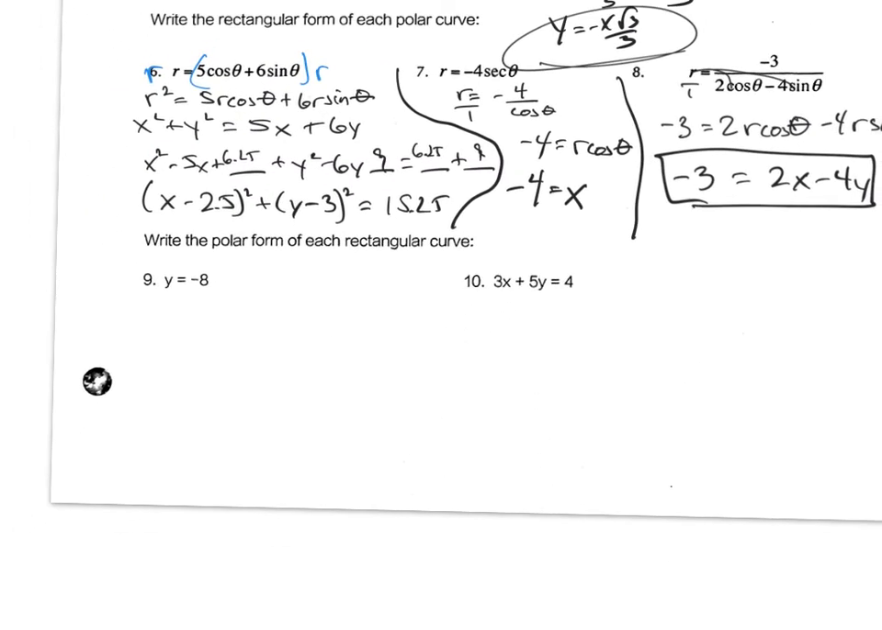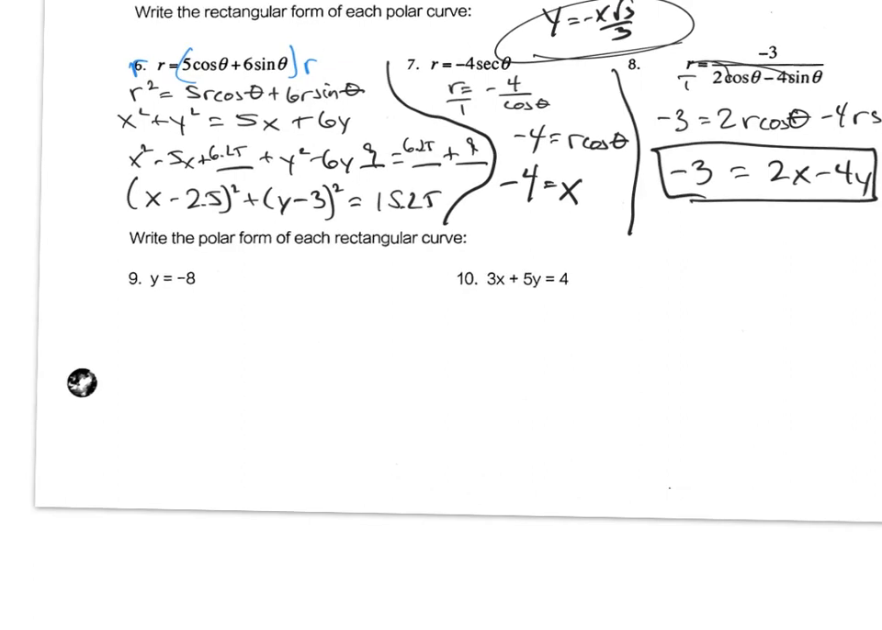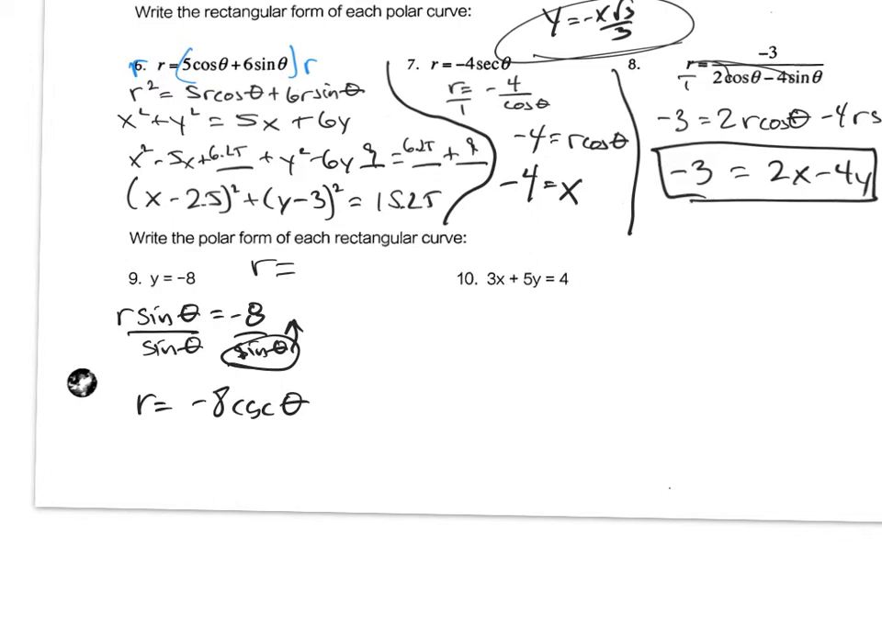Now we're going to go the other direction, writing the polar form. So now we want the r and the theta. So y is the same as r sine theta. And remember, you're trying to get it to be r equals. Focus on that. Do what it takes to make it r equals. We're going to divide both sides by the sine of theta to get that r by itself. And so we get r equals. Now we don't really want the sine on the bottom, so we're going to bring this out. So this is negative 8 cosecant theta. And it's done.